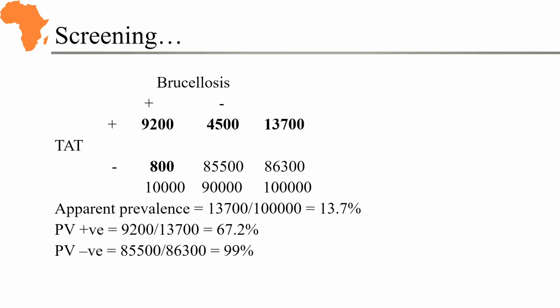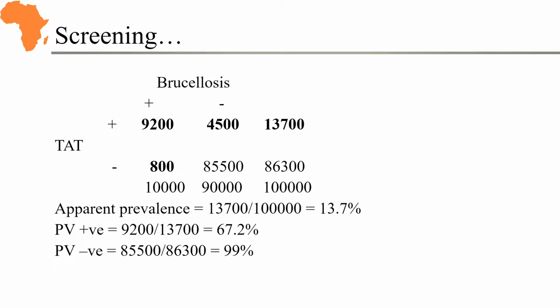Now, we have brucella. I just want to walk you through this. Apparent prevalence is the prevalence of testing positive. True prevalence is the prevalence of disease positive. The probability of testing positive is apparent. So apparent prevalence is testing positive. Okay, what is it? 13,700 divided by total.